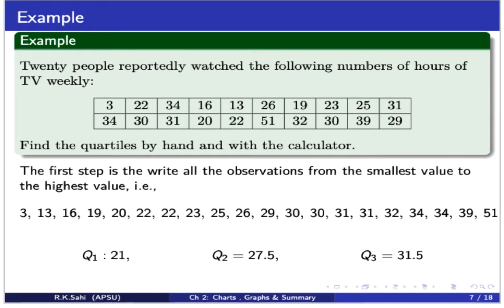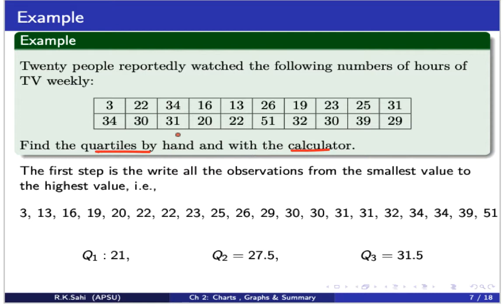Okay, so here's an example. It's a data set of 20 people who gave the number of hours they watched TV weekly. So randomly, we have 20 people's number of hours of watching TV. When you look at this, the values are all over the place. The question is, we would like to find the quartiles first by hand and then with the calculator.